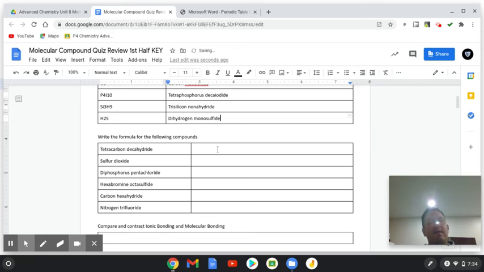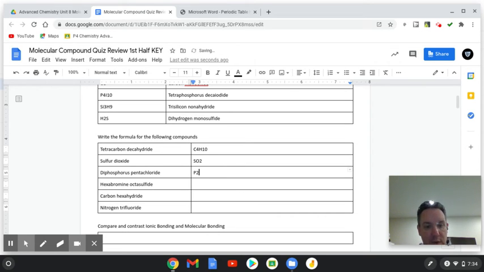Now, when you're writing the formulas from the names, you just have to take the prefixes and add that number of atoms to each element. So tetracarbon means 4 carbons. Decahydride means 10 hydrogens. Sulfur has no prefix, so there is 1. Dioxide means 2 oxygens.